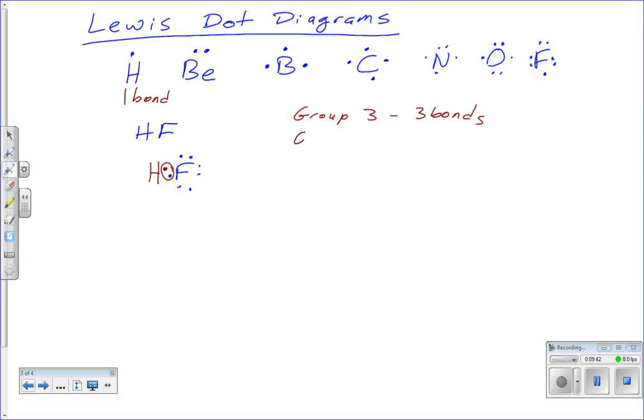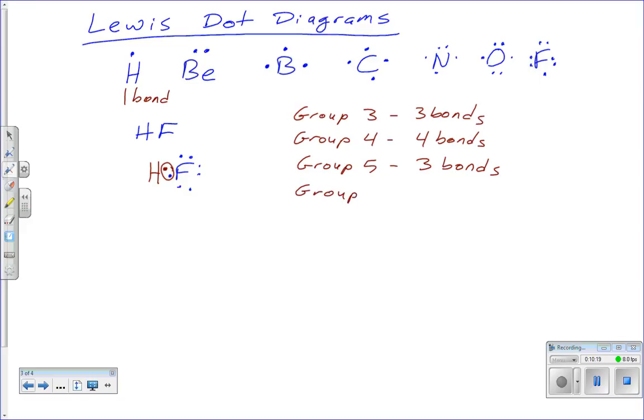Group 4 atoms have 4 valence electrons. They can make 4 bonds. Group 5 atoms have 5 valence electrons, but 2 of them are already paired up. So you look at the electrons that are all by themselves. There are 3 electrons that are all by themselves. So group 5 atoms, once again, can make 3 bonds.